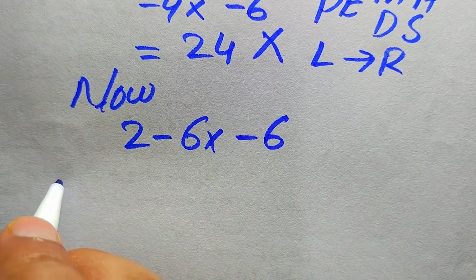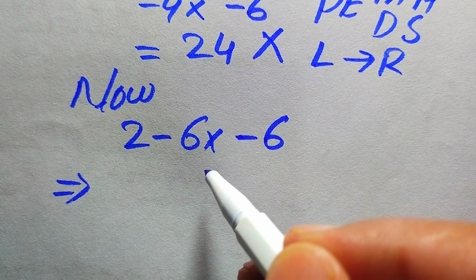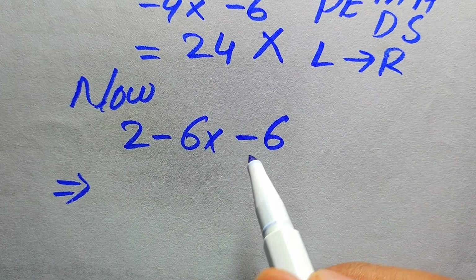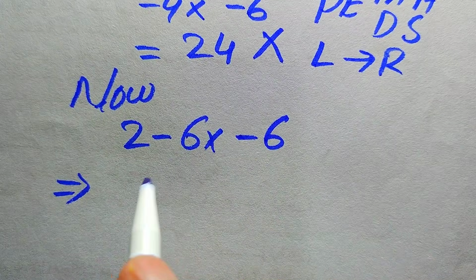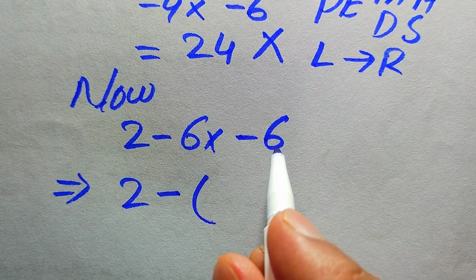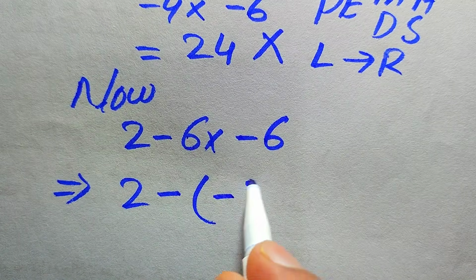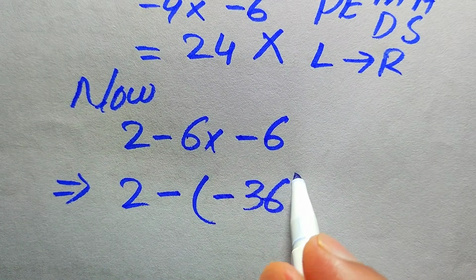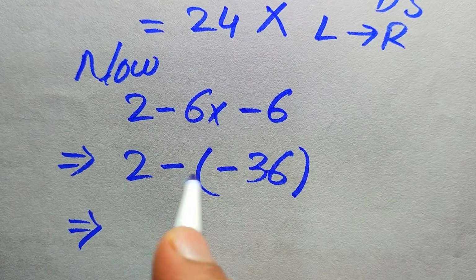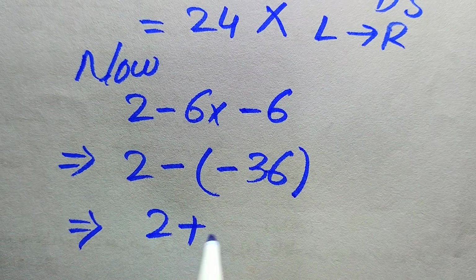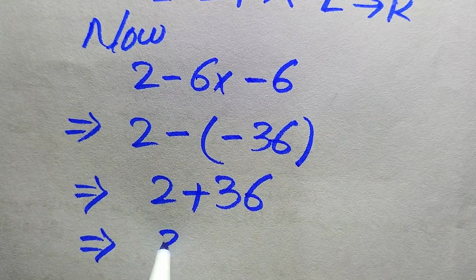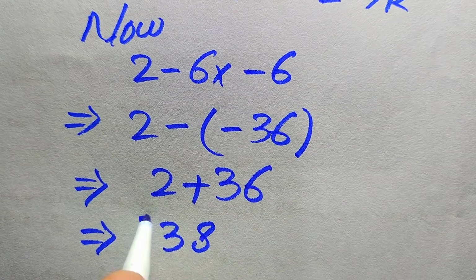Now in the next step, the next priority between the negative sign and multiply is multiply. So first we multiply these two terms, and we have 2 minus 6 times 6 becomes 36, and this is our negative sign. Further in the next step, minus times minus becomes plus, and we get 2 plus 36, and 2 plus 36 becomes 38.